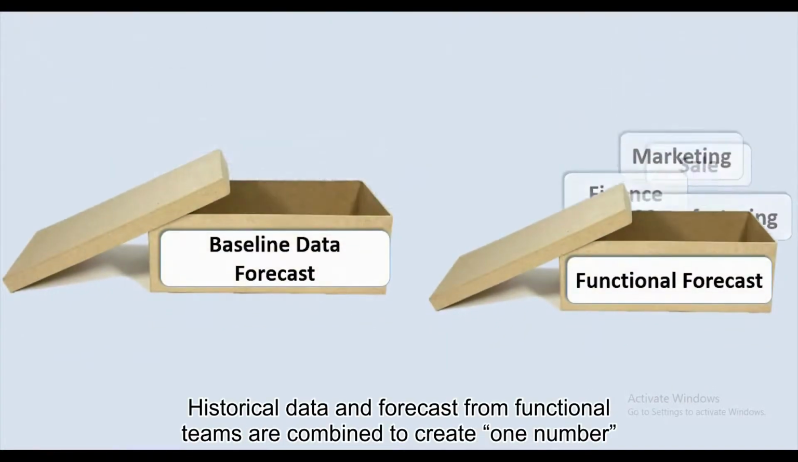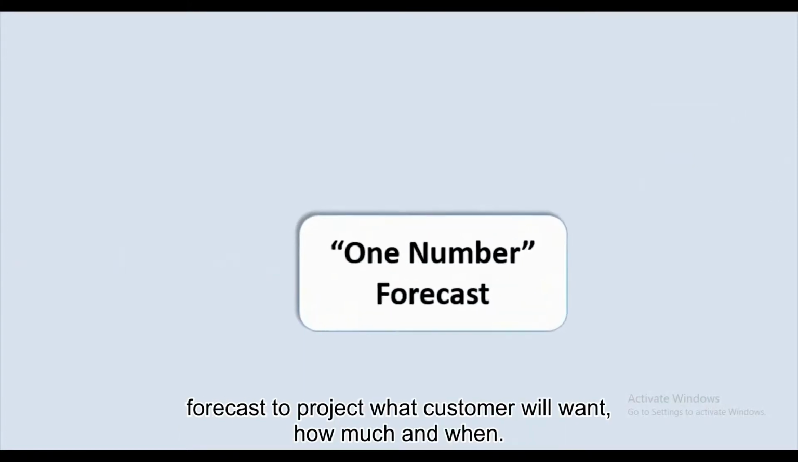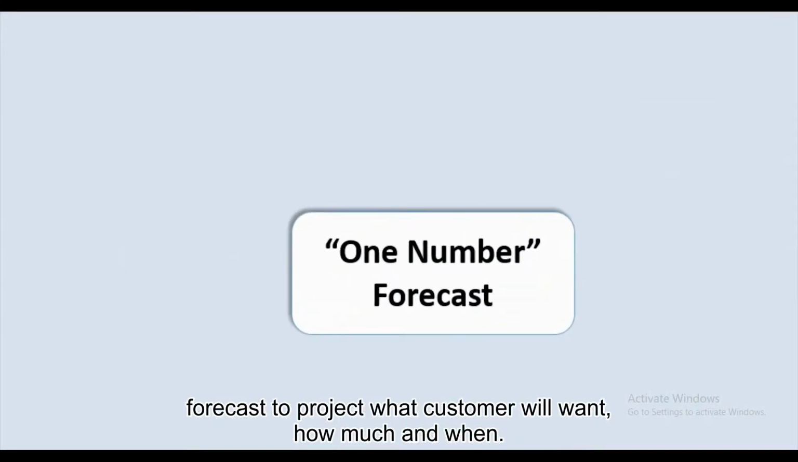The process starts with demand planning. Historical data and forecasts from functional teams are combined to create one number forecast to predict what customers will want, how much, and when. So, what's next?